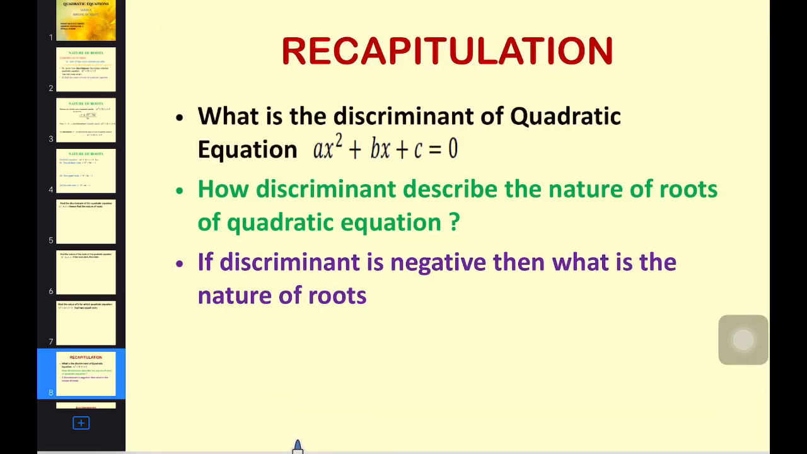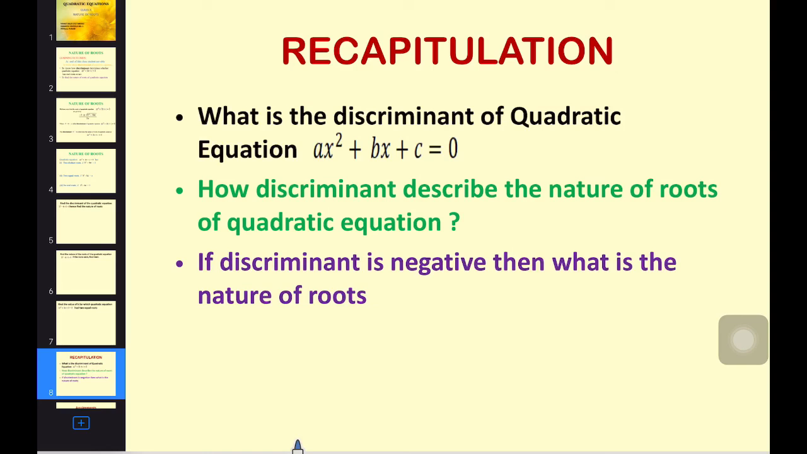Then recapitulation. What is the discriminant of the quadratic equation ax square plus bx plus c equal to 0? That is b square minus 4ac. How does the discriminant describe the nature of the roots of a quadratic equation? If the discriminant is greater than 0, roots are real and distinct. If the discriminant equal to 0, then roots are real and equal. If the discriminant is less than 0, roots are not real.